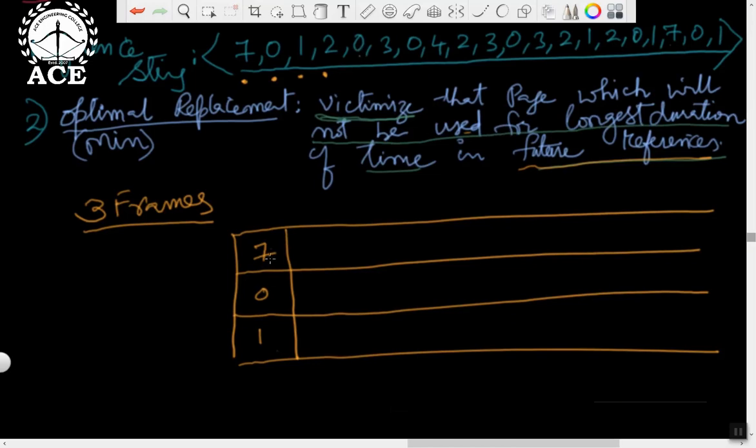So we are referring 0. 0 is there. Then we are referring 1. 1 is there. Then we are referring 7. 7 is at the last. So 7 is the victim. So in place of 7 I will bring 2. 0, 1 as it is. Come on, work out this.